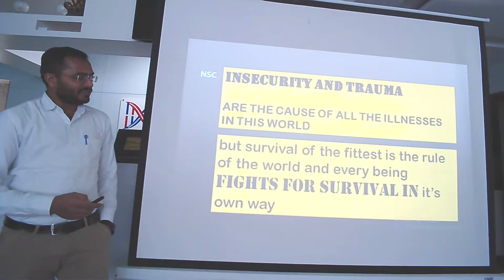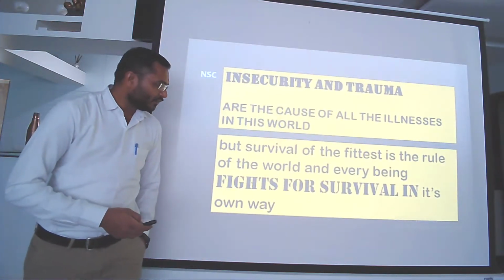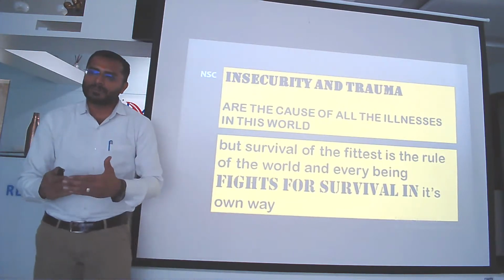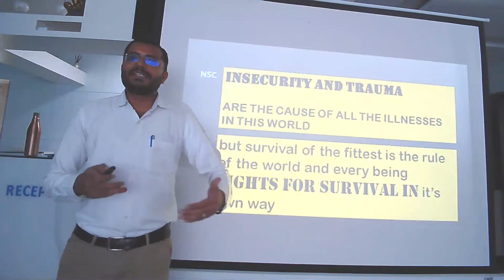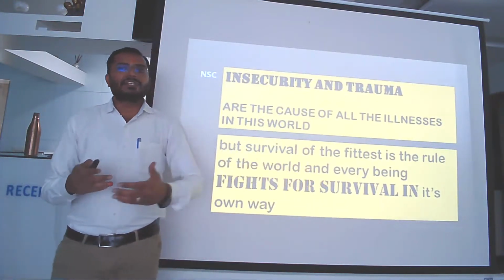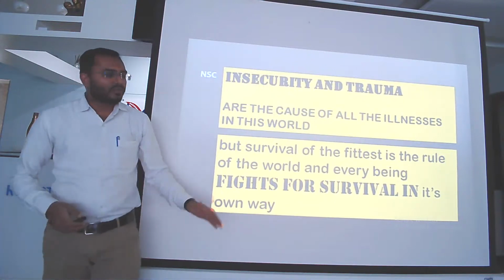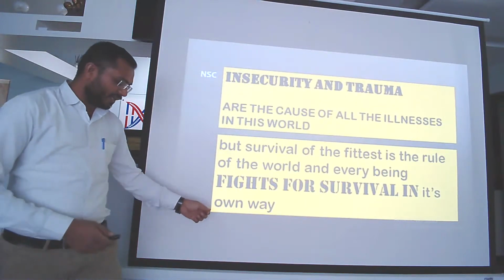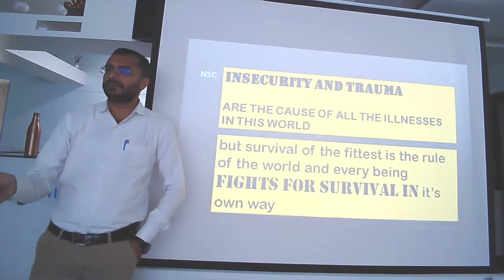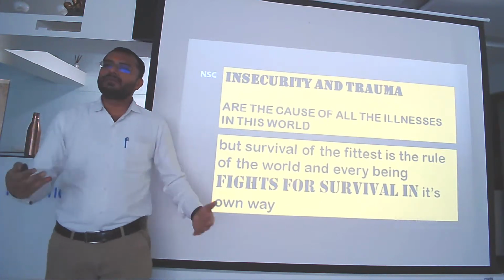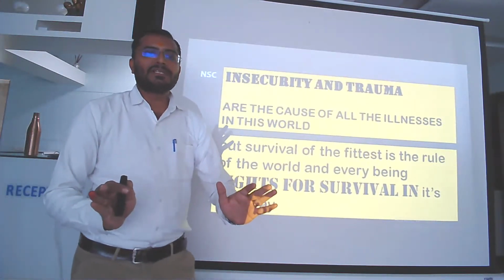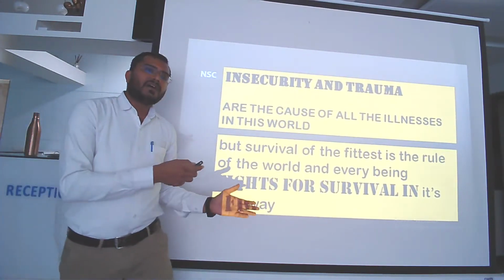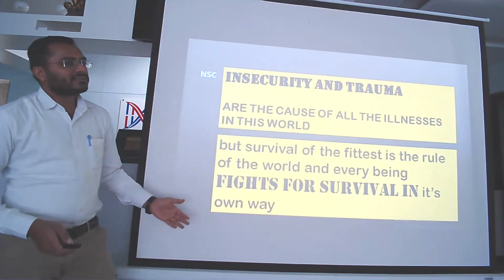But survival of the fittest is the rule of the world, and every being fights for survival. So to fight for survival, they started defending by three processes. First is physiological, second is morphological constructive, and third is morphological destructive, because of the fight for survival. So this is in its own way. See, this own way is nothing but a miasm. If a person is fighting in a physiological way, it is a soric one. If a person is fighting in a constructive way, it is psychotic. Or if a person is fighting in a destructive way, it is a syphilitic.